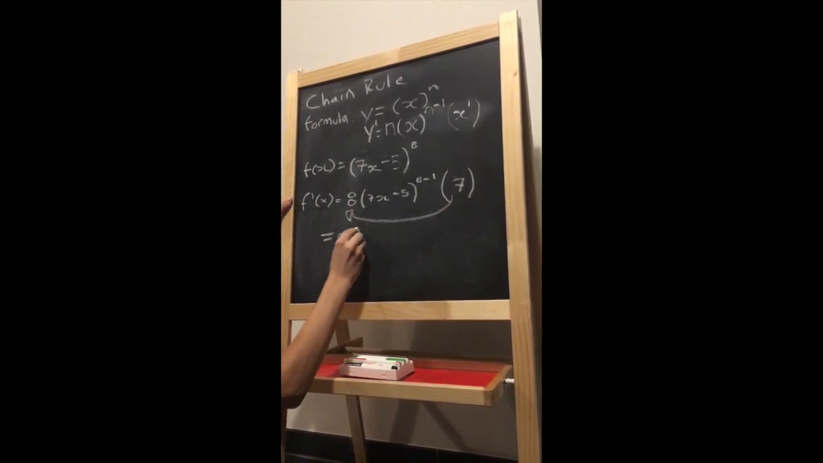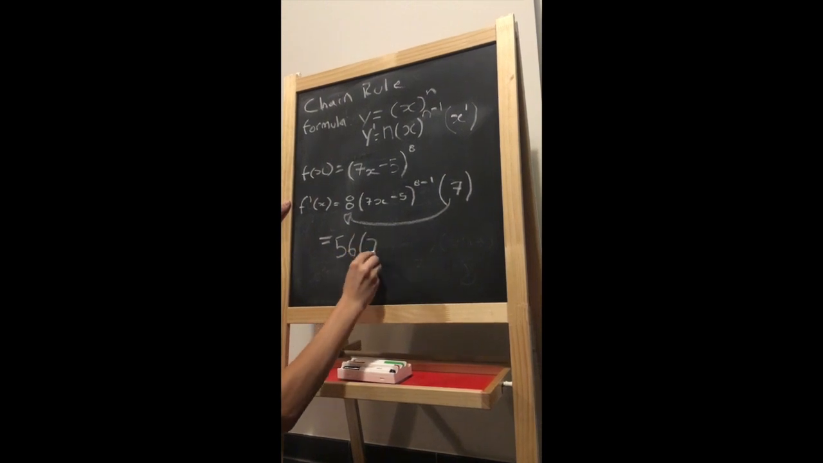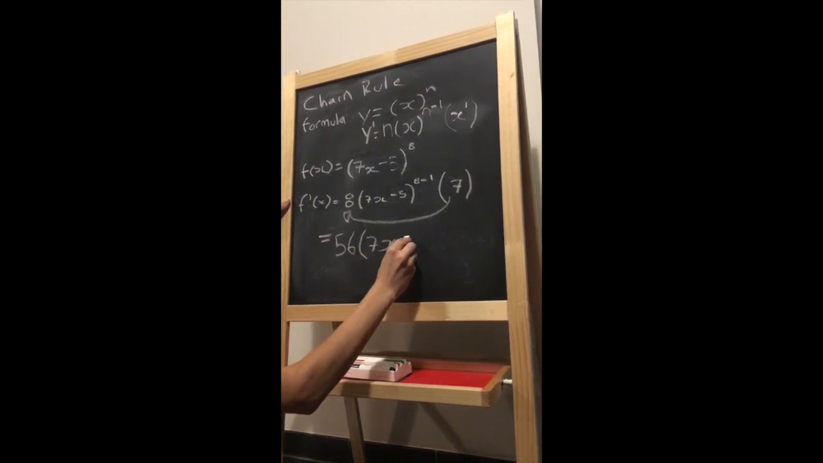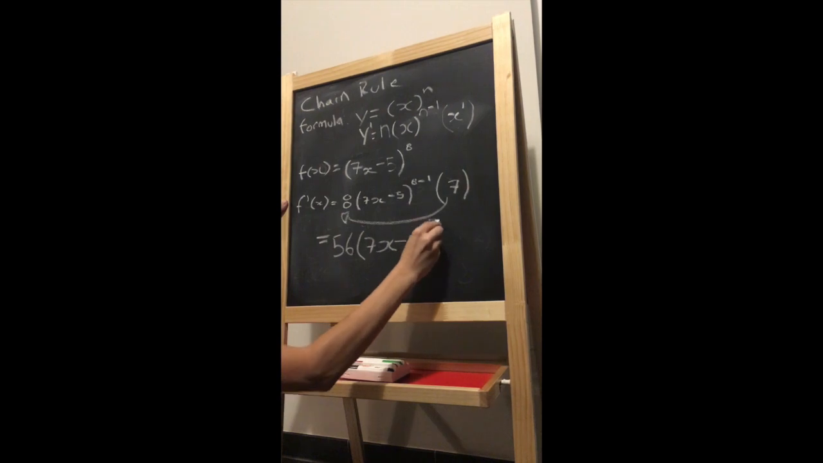So now you can simplify by multiplying the derivative by the number in front, getting the answer using the chain rule.